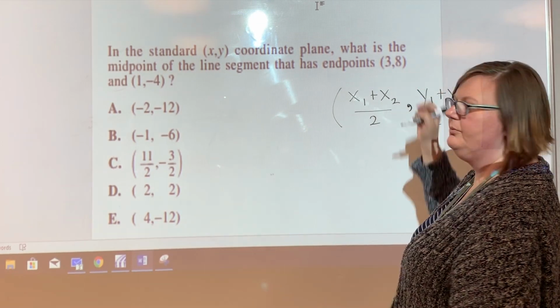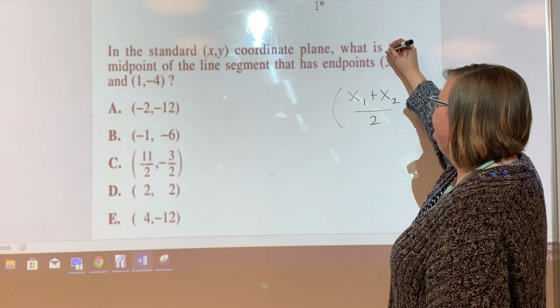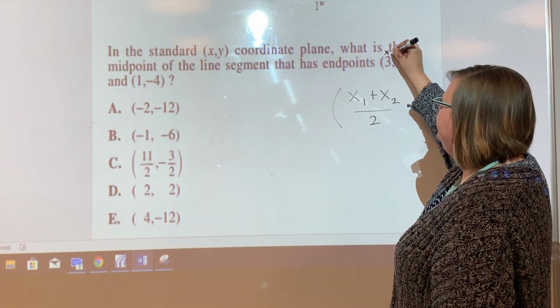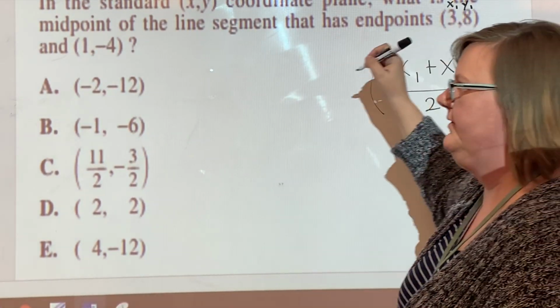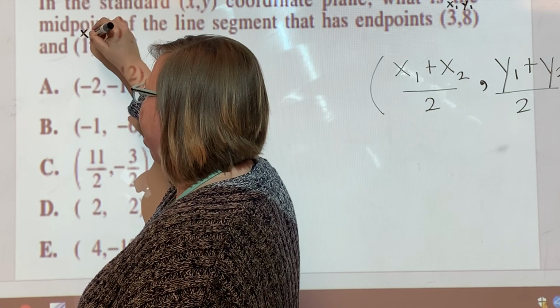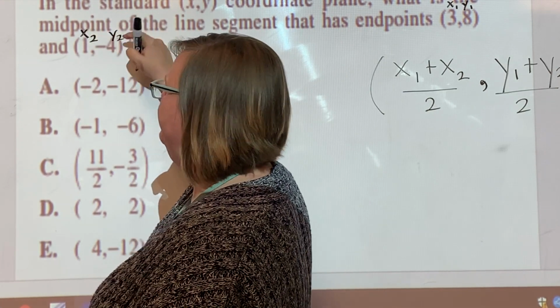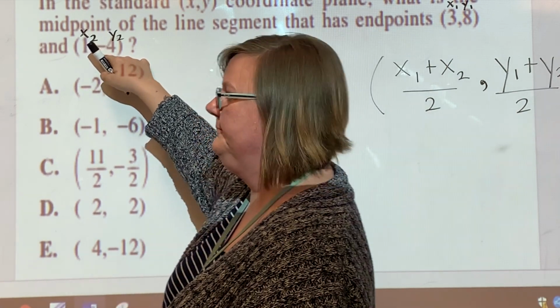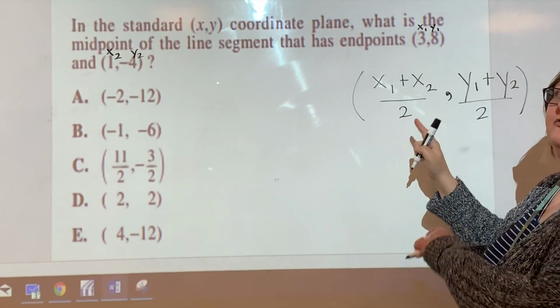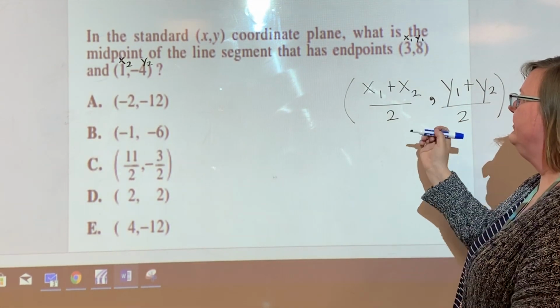Now the 1s and the 2s, that is not an exponent. So when we come up here and we talk about endpoints, I'm going to label them. This is your x and y. This is your first set of coordinates. That's where the sub 1 comes from. Your next one is x2, y2. That is where the 2 comes from because this is your second coordinate. So now we're going to take those and we're going to plug them in to this formula.